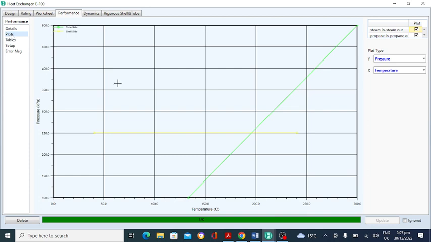Also the plot. Click on plot. So this is the pressure versus temperature plot. On the x-axis this is the temperature, this is the pressure. The blue one is for the tube side, and this is for the shell side. In the shell side there is no pressure drop, you can check it.